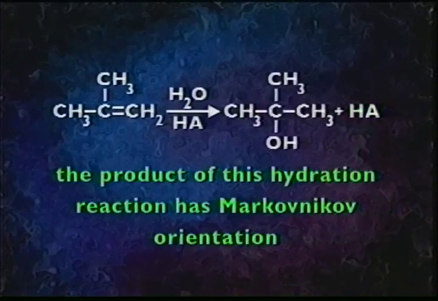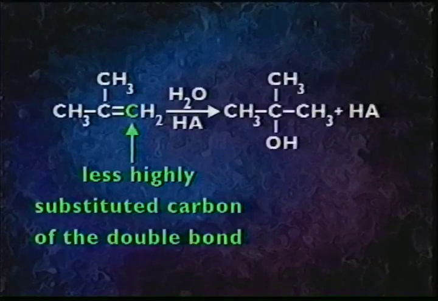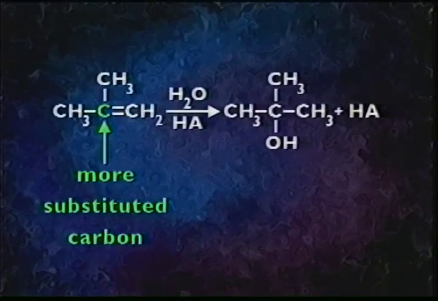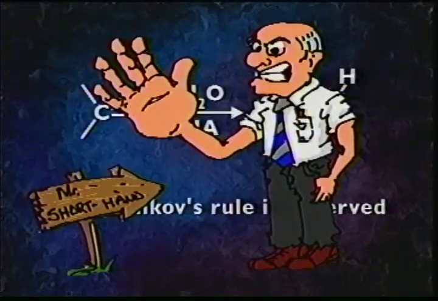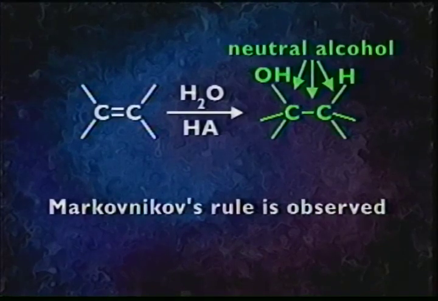Notice that the product of this hydration reaction has Markovnikov orientation. In this reaction that we just looked at, the hydrogen added to the less highly substituted carbon of the double bond, while the OH group added to the more substituted carbon, so the product was formed right in line with Markovnikov's rule. There's a shorthand representation for this reaction, just like there was for the first reaction we looked at. An alkene in the presence of water and an acid catalyst, HA, produces an alkane with H added to the less substituted carbon and OH added to the more substituted carbon. The product is a neutral alcohol.